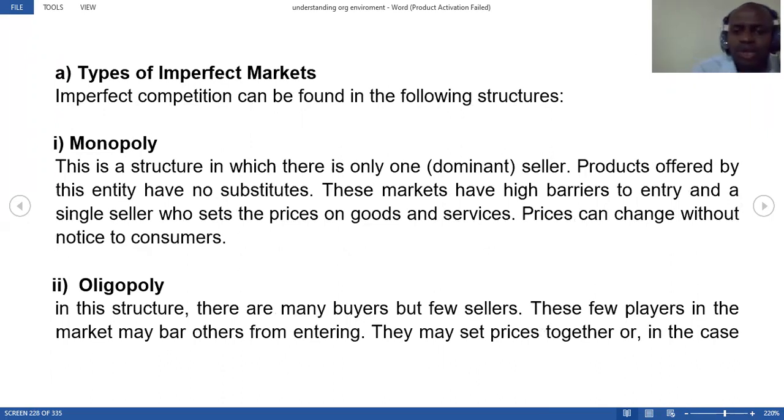In this kind of market, we have high barriers to entry and a single seller who controls the prices of goods and services. A good example is Kenya Power, which is a monopoly, where we only have one single supplier of electricity. Therefore, no other company can be given the leeway to enter such space. Then we also have another market which is called oligopoly.